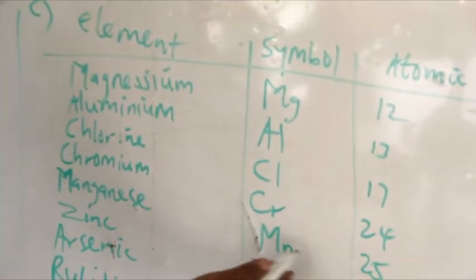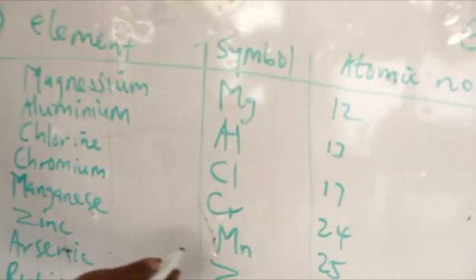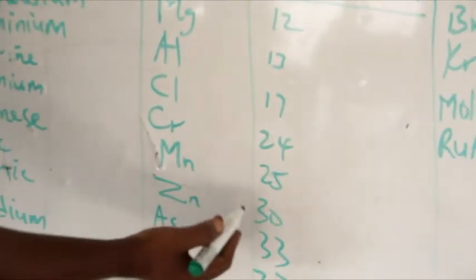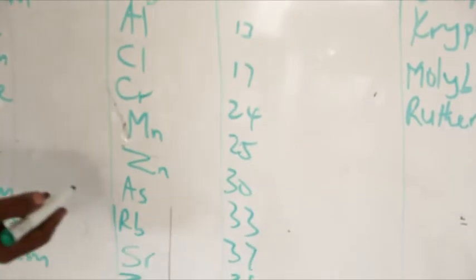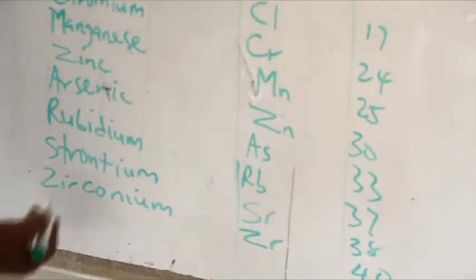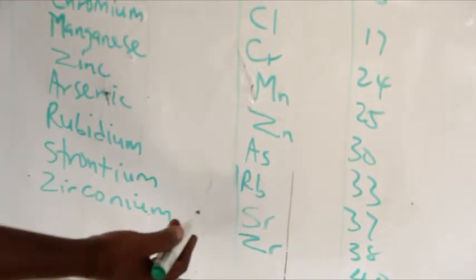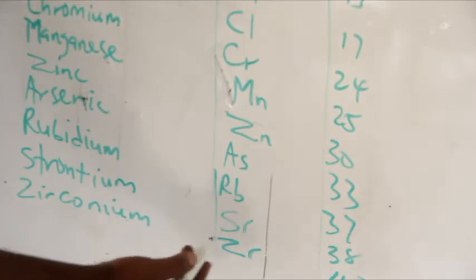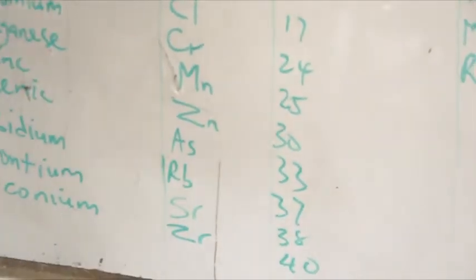Chromium, the same thing, Cr, atomic number 24. Manganese is Mn, atomic number 25. Zinc is Zn, atomic number 30. Arsenic is As, atomic number 33. Rubidium is Rb, atomic number 37. Strontium is Sr with atomic number 38. And zirconium Zr, atomic number 40.